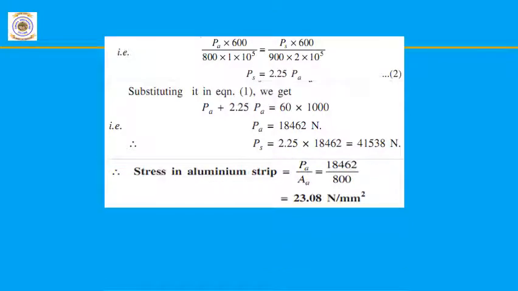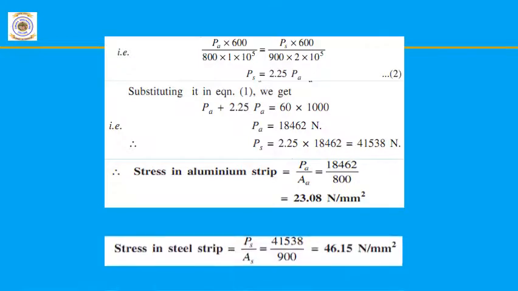Next, to find the stresses developed in the individual materials, we can use the general stress equation: stress is equal to load divided by area. Since we are finding the stress in the aluminum strip, it is the load on the aluminum material divided by the area of the aluminum material. The load on the aluminum is 18462 and the area is given as 800 millimeter square. Therefore, the stress we got is 23.08 Newton per millimeter square.